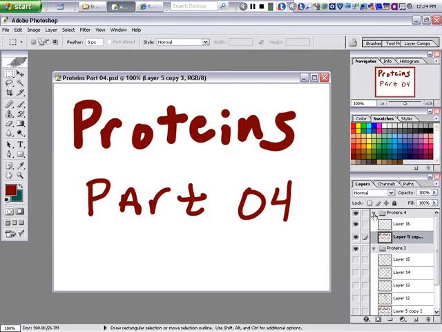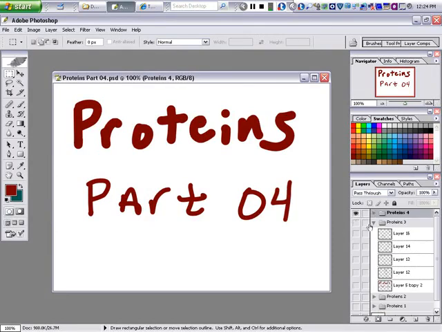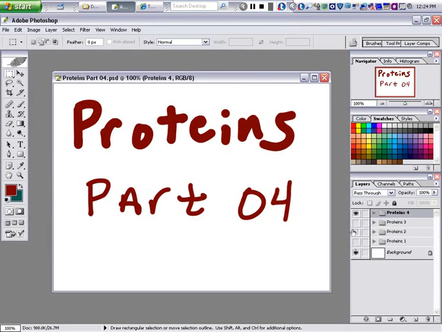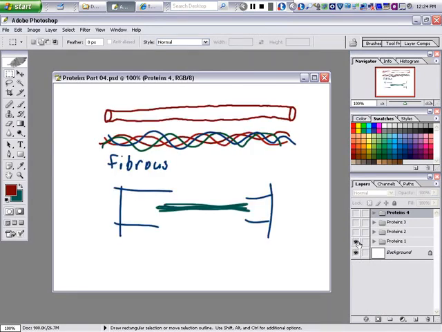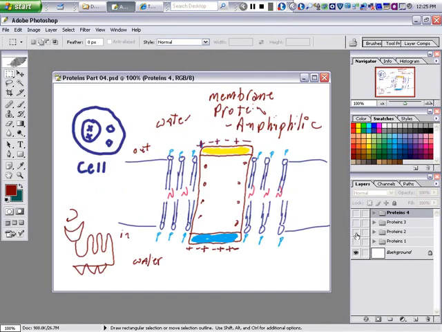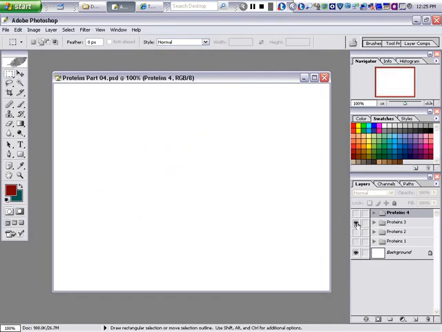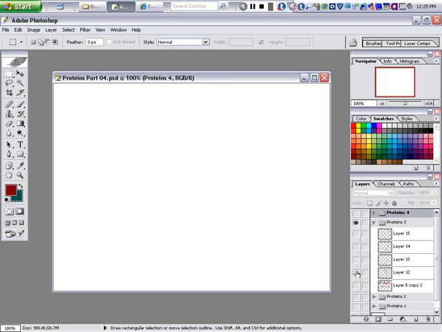Let's see what we've learned about proteins so far. We learned about the different types of proteins, and that's more types of proteins. This is what I want to get to here.